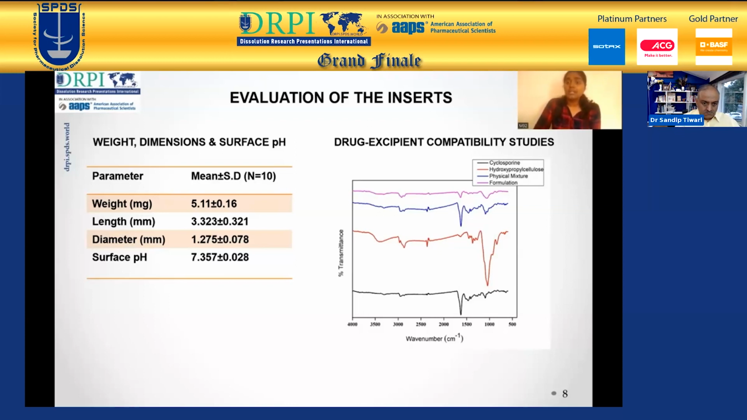The drug excipient compatibility was carried out by ATR spectroscopy, and here we could see that the characteristic peaks of both cyclosporine as well as HPC are retained in the ATR spectra of the formulation. So this indicates that there were no significant interactions between the drug as well as the polymer, and that is why the peaks have been retained in the ATR spectra.